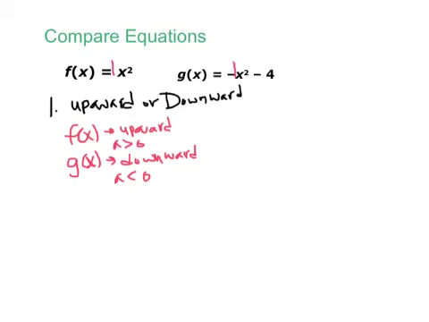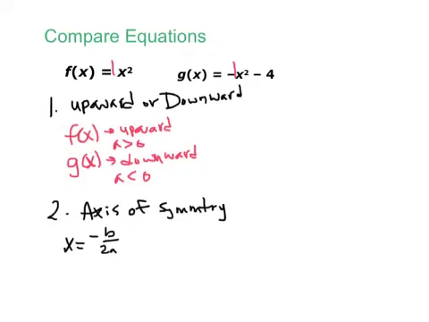The second thing that we can do is take a look at the axis of symmetry. The way that we do this is, remember, we use the same equation, x is equal to negative b over 2a, and we can see that for f of x, there is no b, so x is equal to 0, and then for g of x it is also equal to 0, because the b value is 0 for both of those, and 0 divided by anything is always just 0. So we can see that the axis of symmetry is the same, so that's good.